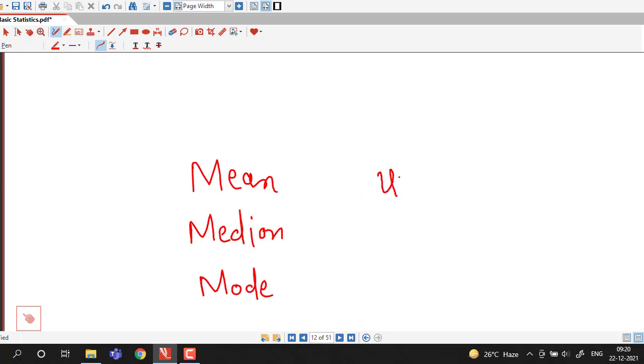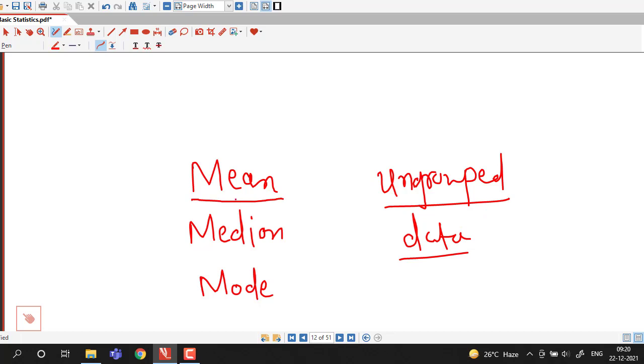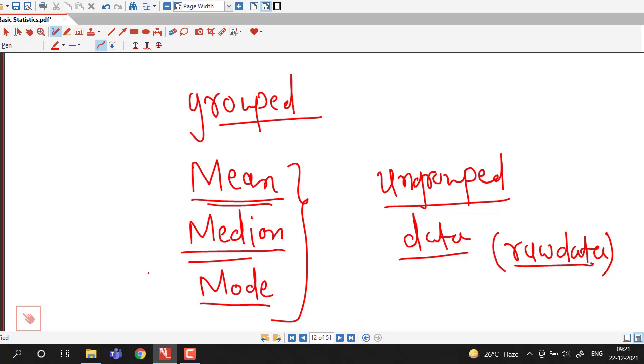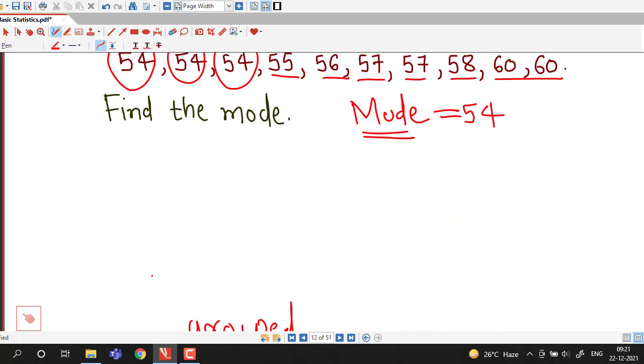So in this way we can define these three measures of central tendency: mean, median and mode for ungrouped or raw data. So in this lecture we have discussed how to compute mean, median and mode for ungrouped or raw data. In the upcoming lecture we will discuss how to find out these measures of central tendency for grouped data or for continuous frequency distributions.